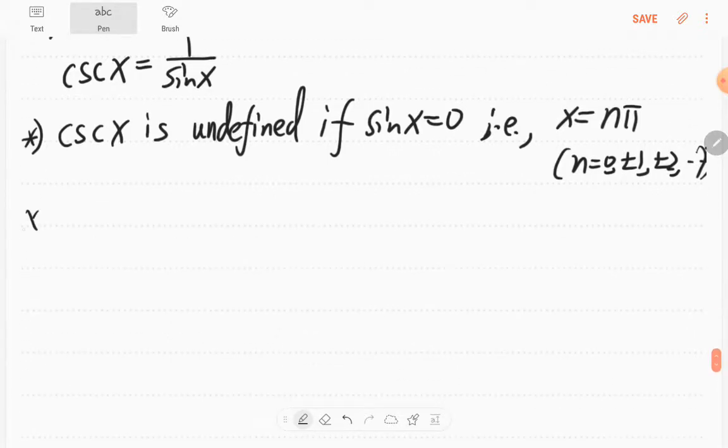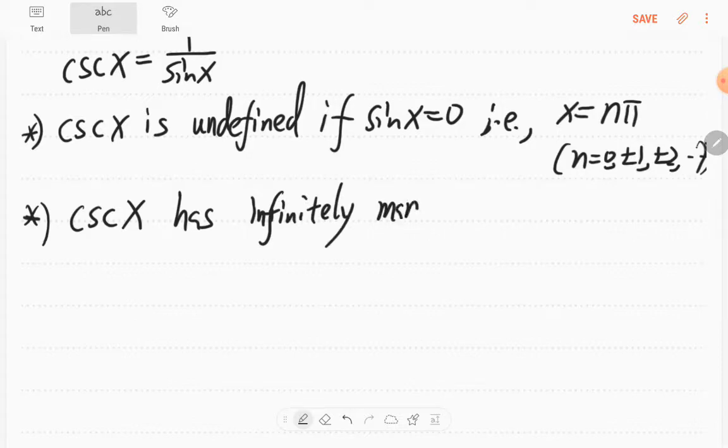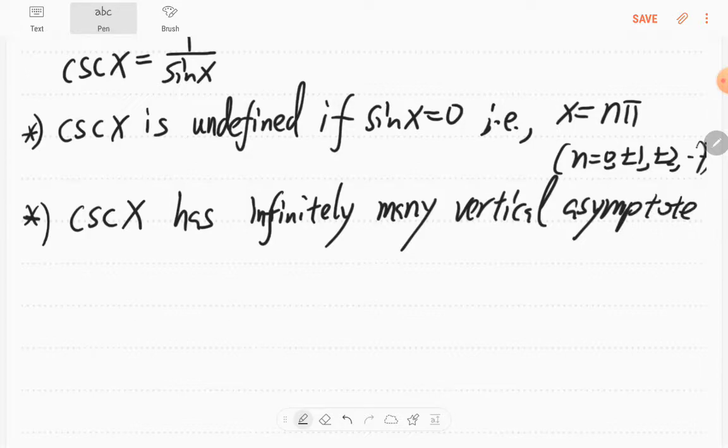Okay, so this tells you that the cosecant x has infinitely many vertical asymptotes, which is x equals n times pi. n could be any integer.